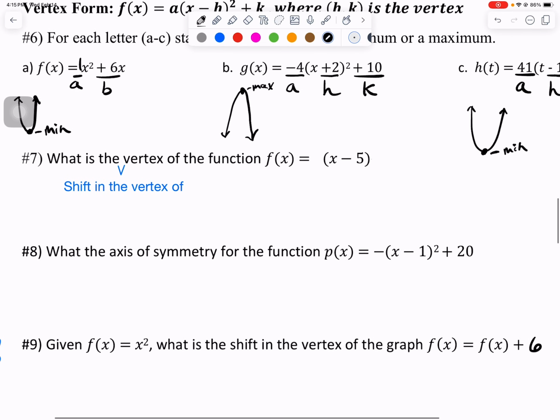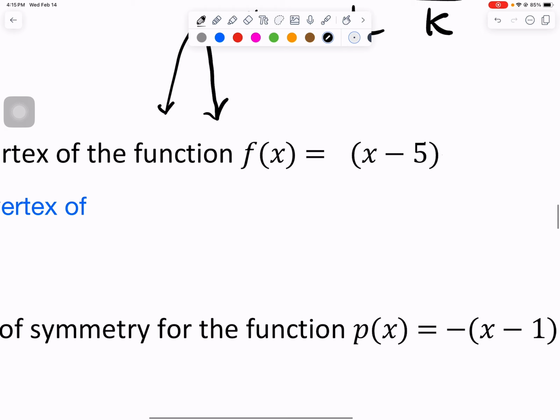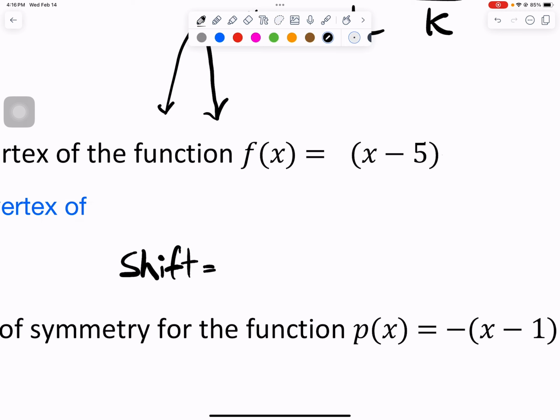For number 7, I changed it up a little bit for my crew. What is the shift in the vertex of the function f of x equals x minus 5? We're just looking for the shift. Let me write it out for us. I really want to label it so you can see it. Our shift is going to equal negative h, and then k.